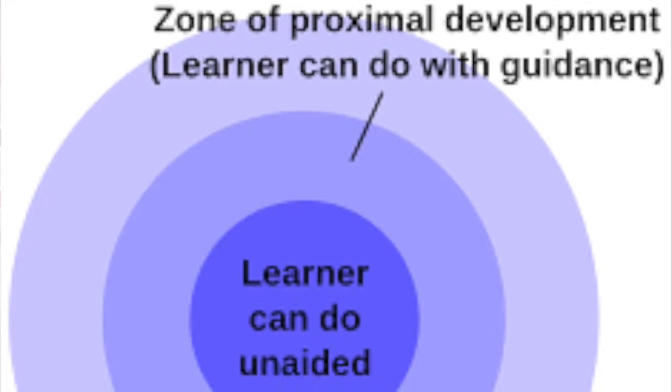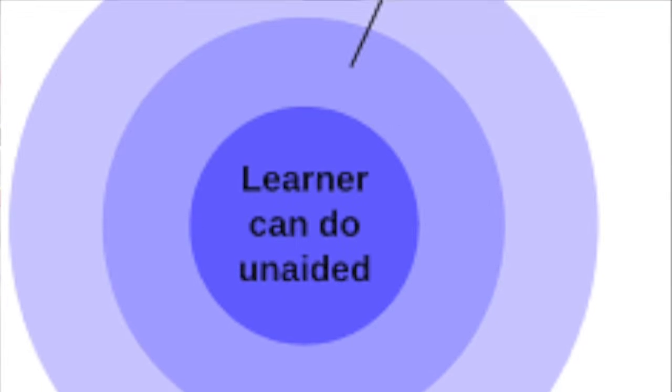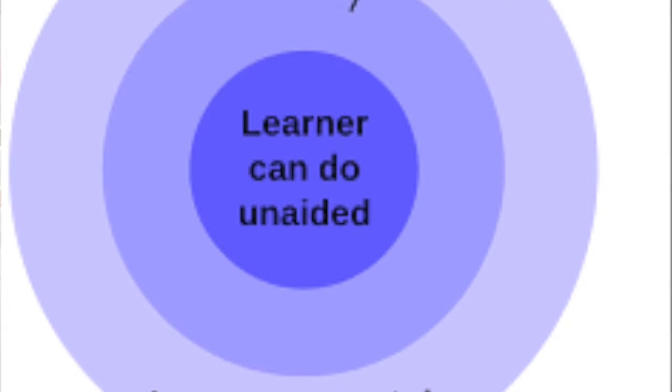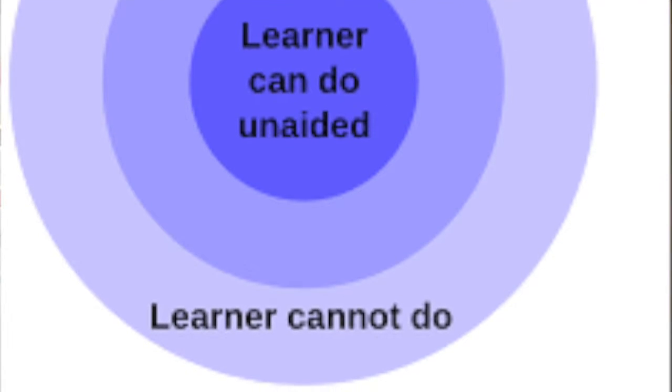Vygotsky defined the ZPD as the distance between the actual developmental level as determined by independent problem solving and the level of potential development as determined through problem solving under adult guidance or collaboration with more capable peers.